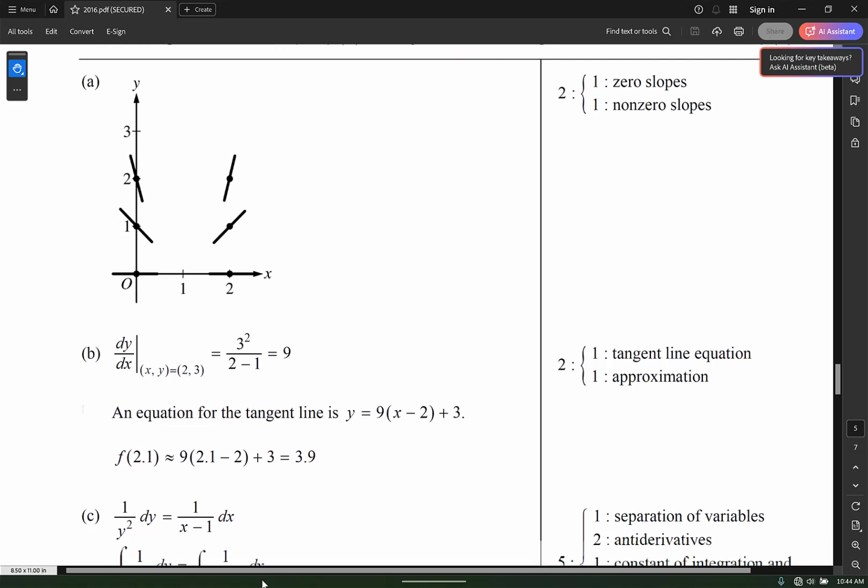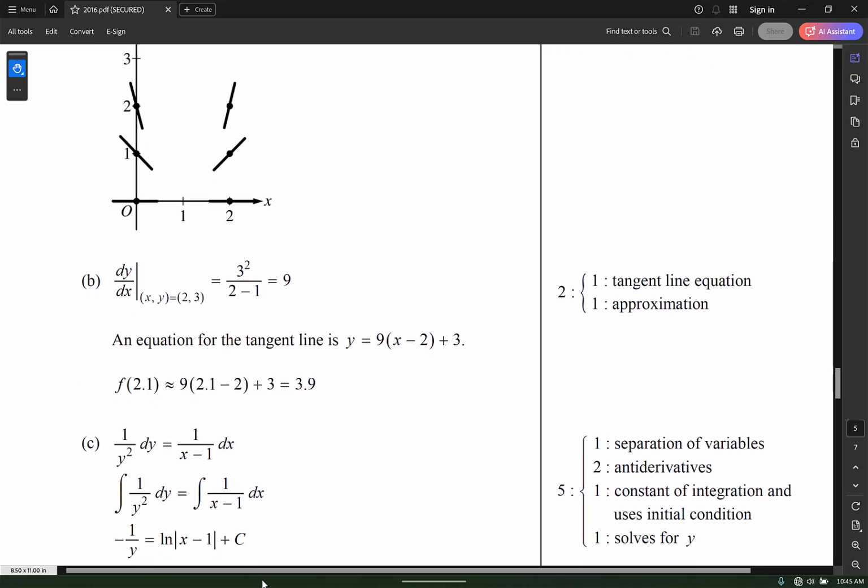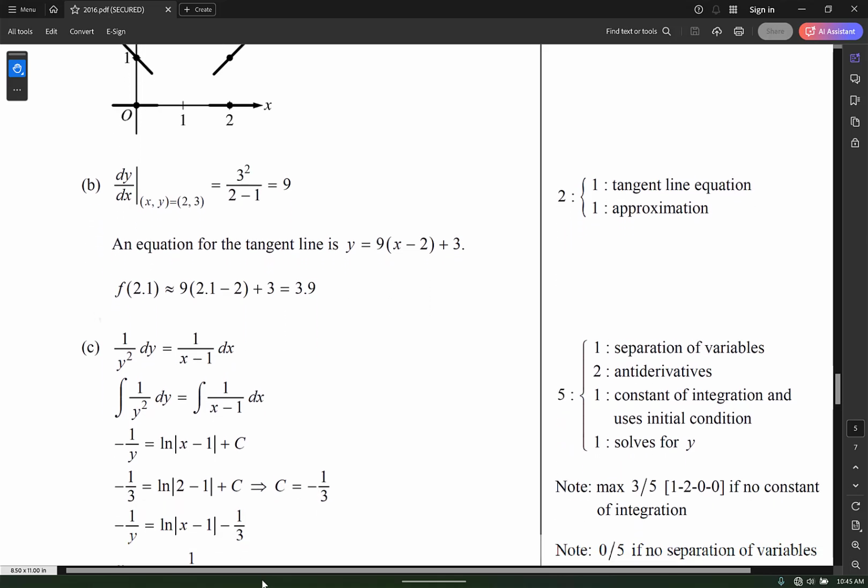Letter B. One point for the tangent line equation and one for the approximation. An equation for the tangent line is y equals 9(x minus 2) plus 3. And then f of 2.1 is approximately, notice they use the approximate symbol first, and then all that expression equals 3.9. We got 3.9? Perfect.